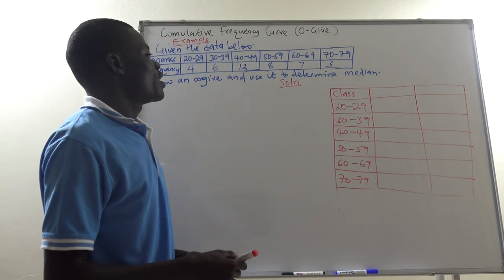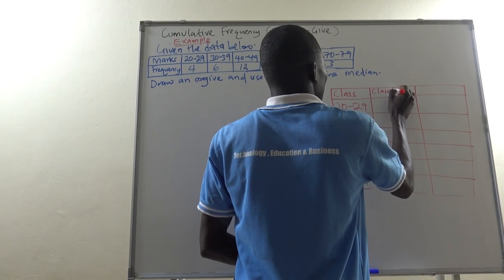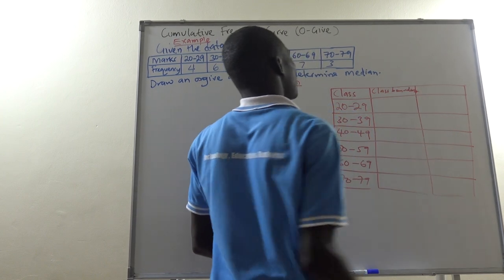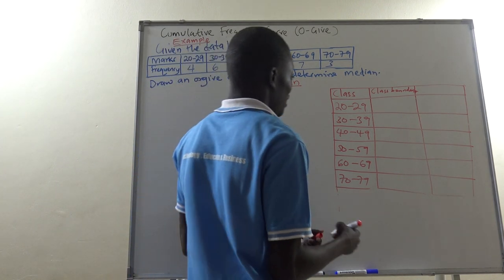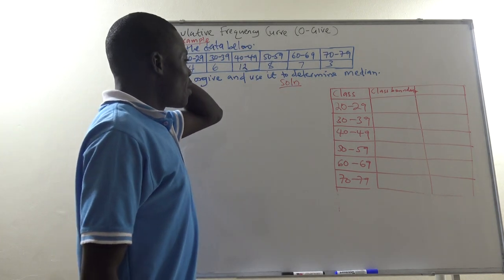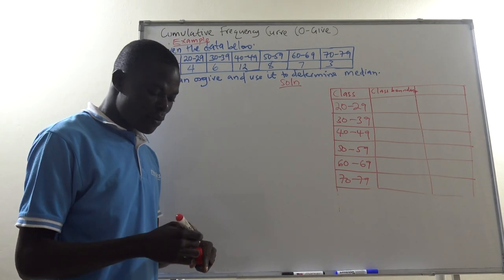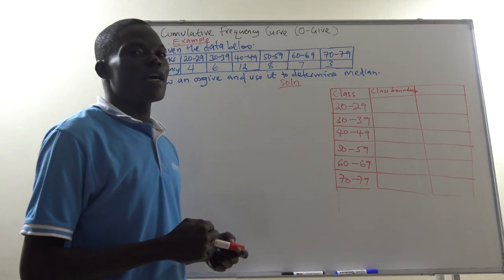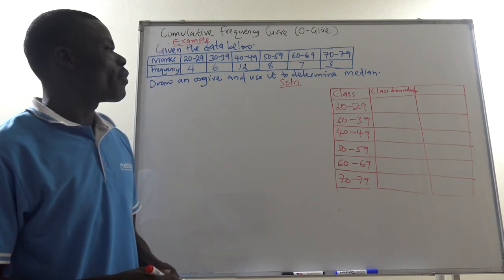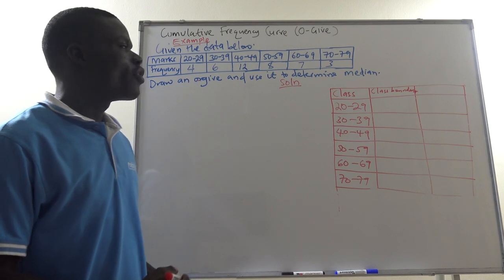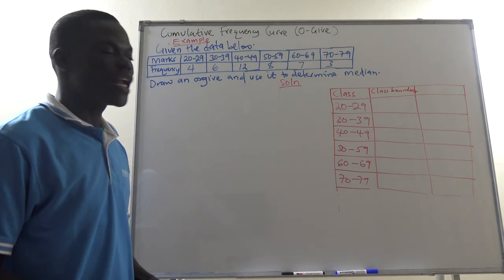Let us use the second column for class boundaries. The column for class boundary, you can put it anywhere, but so long as you do the correct things, it will be marked. For all data like this one, when you are obtaining class boundaries, for the lower class boundary, you subtract 0.5, and for the upper class boundary, you add 0.5. For those with decimal points, you subtract depending on the number of decimal places they are recorded. But for this case, we just subtract 0.5 and add 0.5.